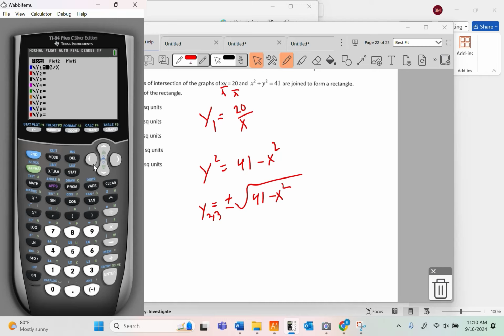All right, let's see here. We need the square root of 41 minus x to the second. And we need the negative square root of 41 minus x to the second. I'll do a zoom 6 to see what it looks like.